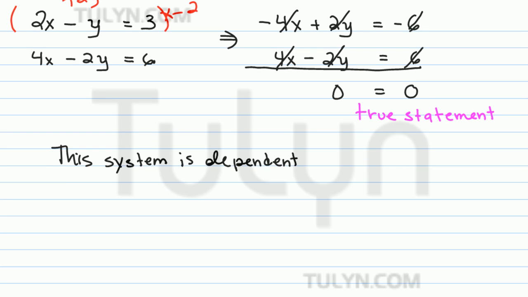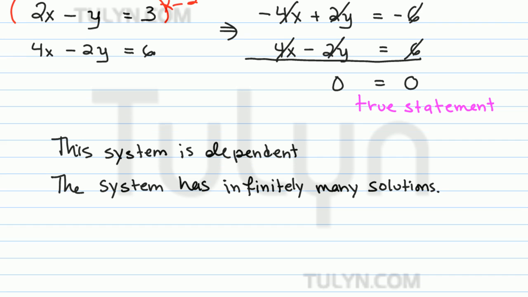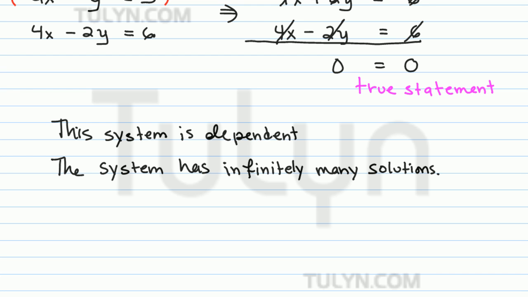And thus, since in a dependent system the lines of the graphs are basically the same line, we know that the system has infinitely many solutions. Now, how to express those solutions? There are two ways. There's the basic way, where we know that y is in terms of x in a sense.